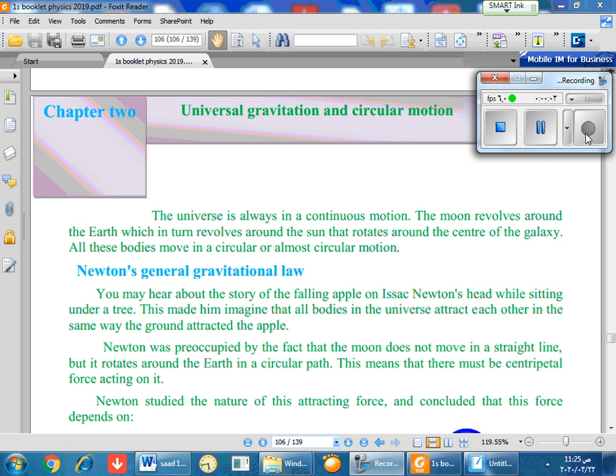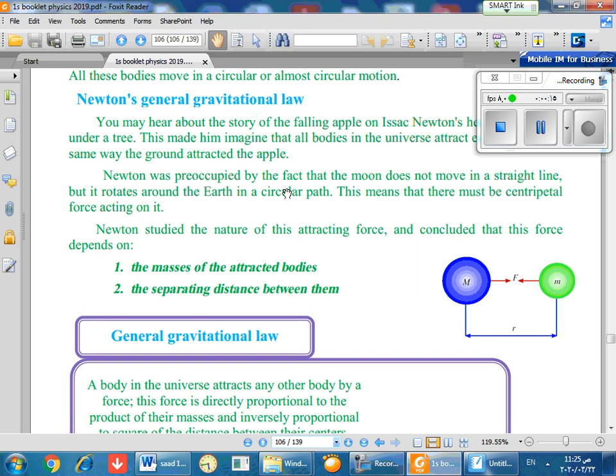Today we will talk about chapter 2, Universal Gravitation and Circular Motion. We will revise some points in previous lessons. We will start with Newton's general gravitational law.